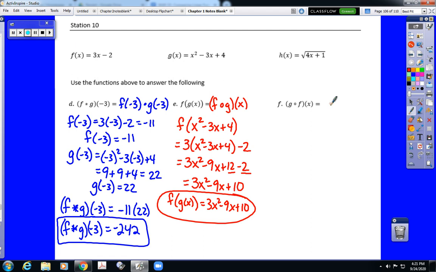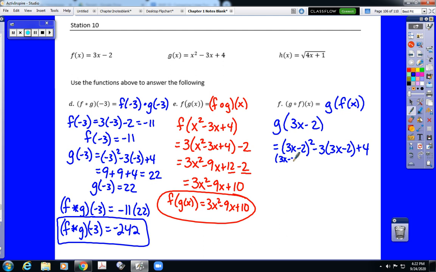Okay, g of f of x, remember that that means g of f of x, and really I want to do that in blue now that I look at it. Okay, so that would be g of 3x minus 2. That would be 3x minus 2, quantity squared, minus 3 times 3x minus 2 plus 4. Remember that you are foiling 3x minus 2 times 3x minus 2 here. You are not just squaring 3x and squaring 2.